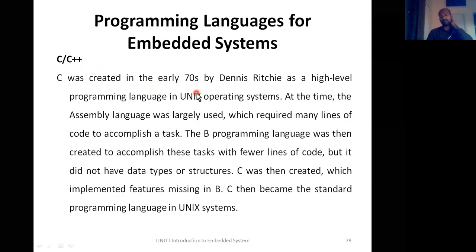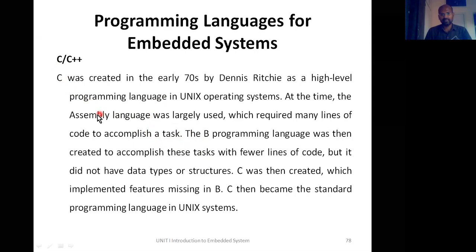C was created in the early 70s by Dennis Ritchie as a high-level programming language used in the Linux operating system. At the time, the languages widely used were assembly languages, okay? Writing programs in assembly language, we all know. For some tasks, you have to write hundreds of lines of code in assembly language. The same thing can be done in just 5 or 10 lines. That is the beauty of C and higher level languages. It is difficult to write programs in low level languages. High level languages are simple to use, simple to learn, and also to program. They are like the English language.